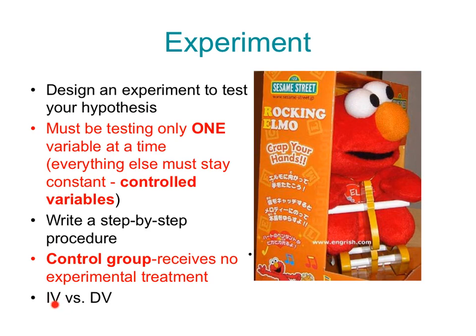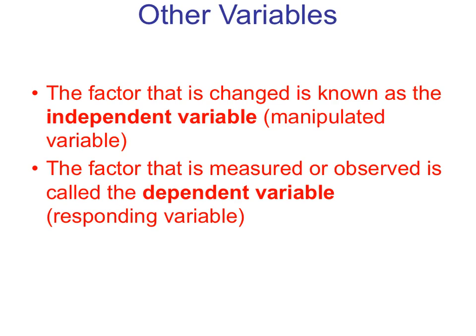And then next we're going to talk about independent variables and dependent variables. The factor that is changed, or what we are manipulating, is called the independent variable. This is what you are testing. So in my plant example with water, my independent variable would be the amount of water.